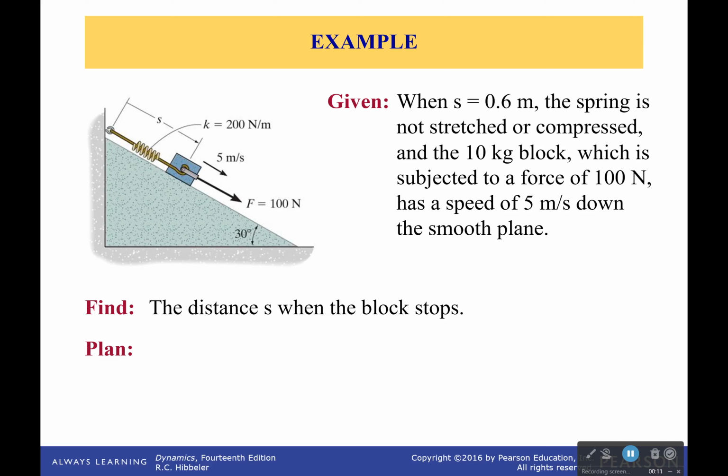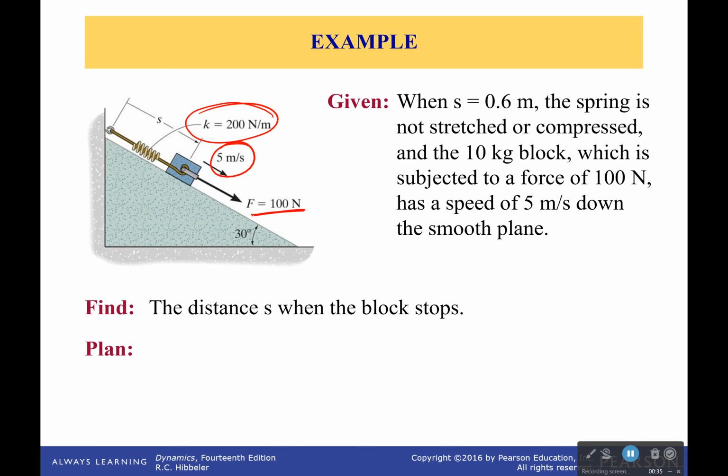What we see is that it's got a velocity initially of 5 meters per second. There's a force of 100 newtons being applied to it, and that spring stiffness coefficient is 200 newton per meter. Now the spring is initially not stretched or compressed when s is equal to 0.6 meters. And the block has a mass of 10 kilograms. Ooh, we've got a lot here.